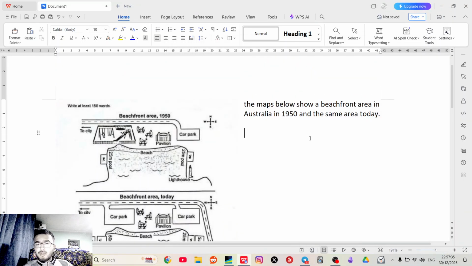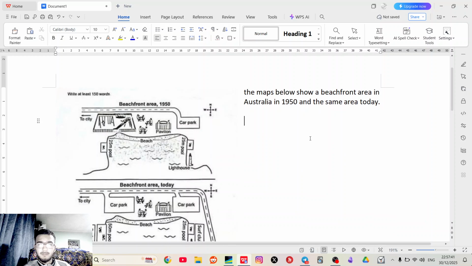The maps below show a beachfront area in Australia in 1950 and the same area today. So guys, firstly we need to pay attention to this thing: same area today, in 1950. It's really important when you are writing about maps that you pay attention to the tenses you need to use.